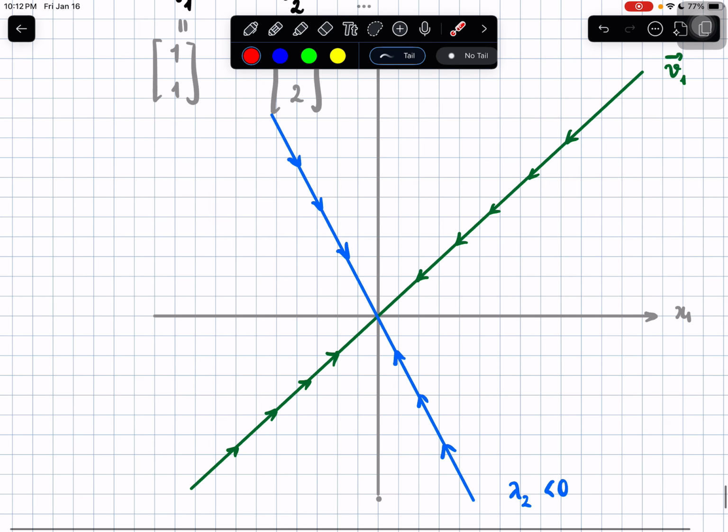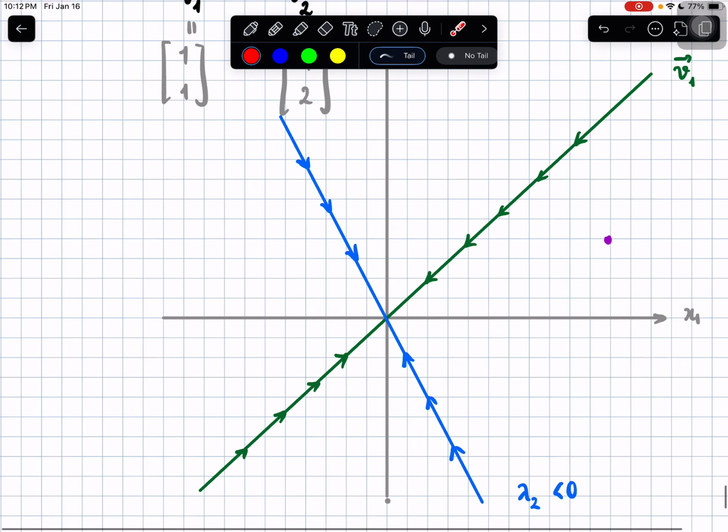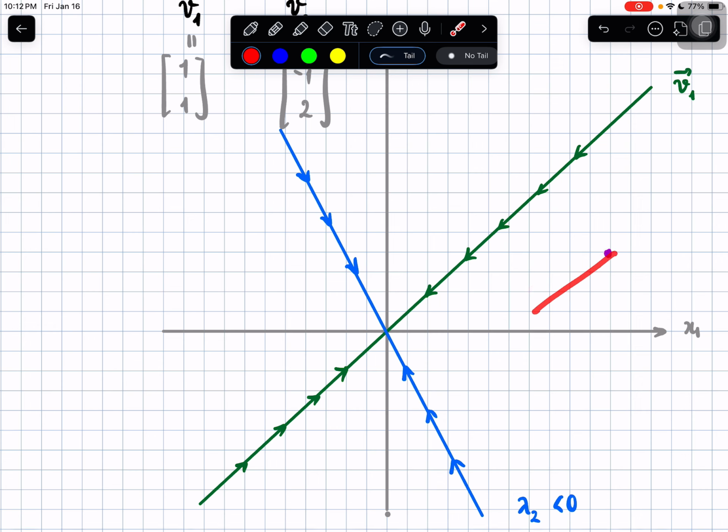Now, let's draw another trajectory. Assume that we are in this corner, at time 0, we are here. Now, where do we go when the time goes to infinity or to minus infinity? When the time goes to infinity, we know that it needs to go into the origin, because as time goes to infinity this line will go onto the origin.